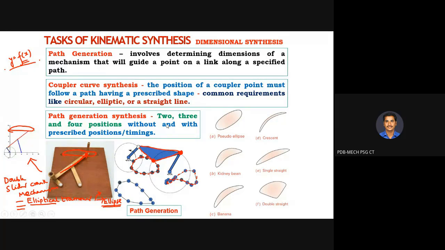So like your previous function generation, path generation also we are having 2, 3 and 4 position, without and with prescribed positions and timings. I will tell the meaning for this one in the subsequent class, and we are going to limit ourselves to 3 and 4 position synthesis, which means that மூணு பொசிஷன் ஃபர்ஸ்ட் பொசிஷன்ல இருக்கும்போது what is the corresponding path it is tracing, second பொசிஷன்ல இருக்கும்போது what is the corresponding path it is tracing. That's what we are going to discuss.